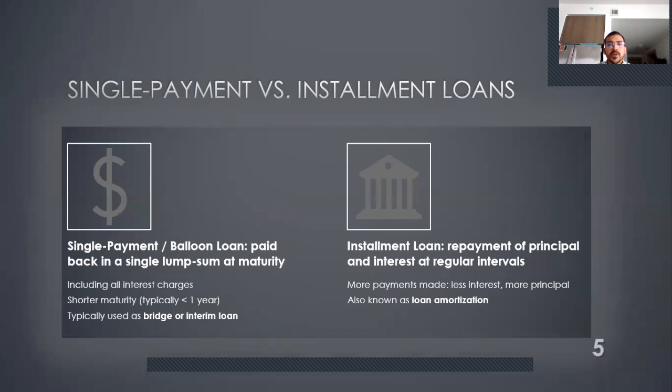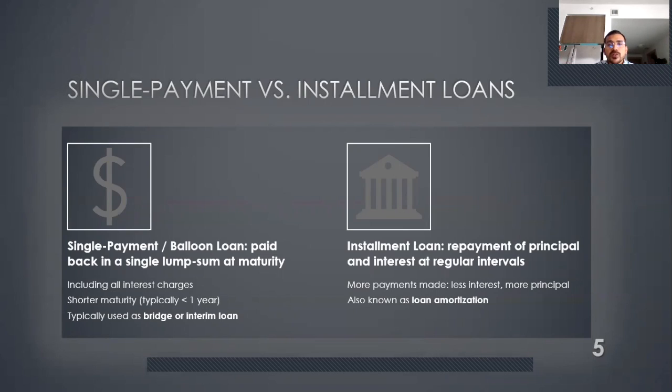The first one we're going to be comparing is single payment loans versus installment loans. So what are single payment loans? They're also known as balloon loans and are paid back in a single lump sum at maturity, including all interest charges. They are usually less than a year long and are typically used as a bridge or interim loan. Like their name implies, bridge loans are meant to bridge the gap until the borrower can get a more permanent financing, such as a mortgage.